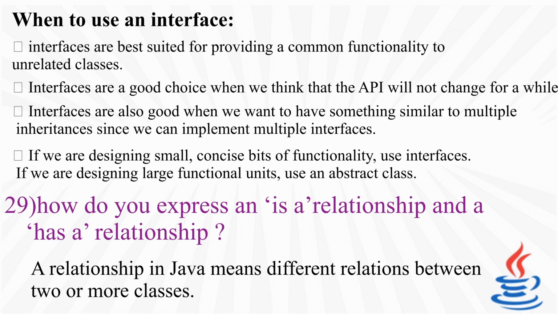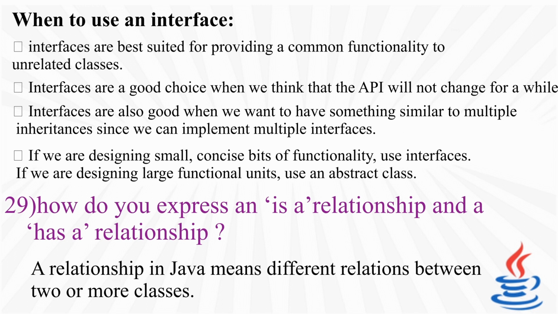And the final point is if we are designing small, concise bits of functionality, use interfaces. If we are designing large functional units, use an abstract class. Next question is how do you express an is-a relationship and a has-a relationship?